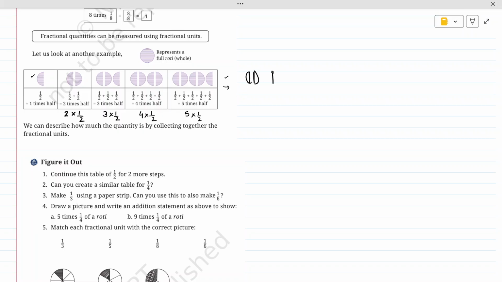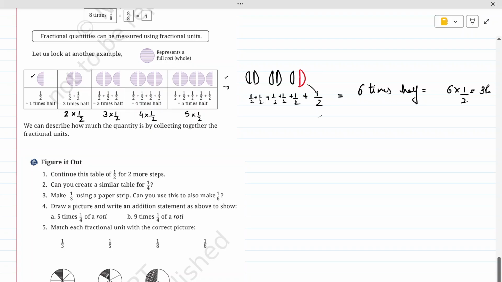We have this and this already with us, and now we are adding another roti to it. So that means we have 1, 2, 3, 4, 5, this plus half plus this half and this half we have now added. So we have 6 times half. Let us solve this. We'll get 6 into half, that is 3 rotis here. We can see these are 3 full rotis, right?